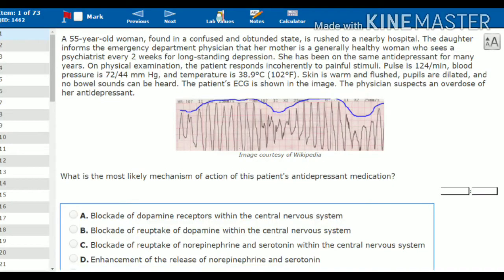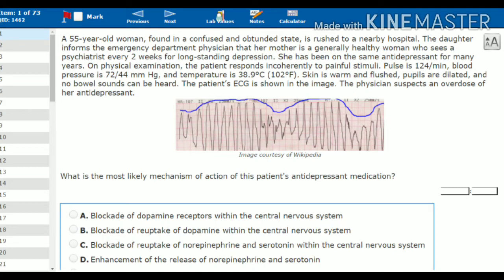A 55-year-old woman, found confused and in an obtunded state, is rushed to the nearby hospital. The daughter informs the emergency department physician that her mother is a generally healthy woman who sees a psychiatrist for long-standing depression. She has been on the same antidepressant for many years. On physical examination, the patient responds incoherently to the pain stimulus.